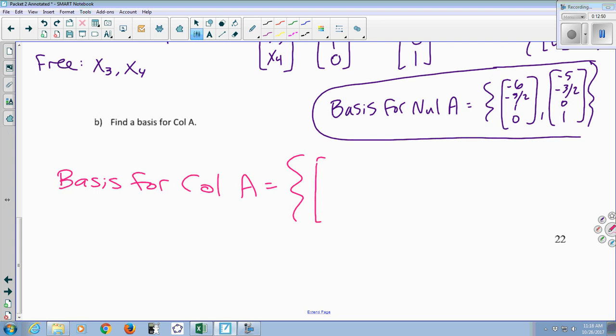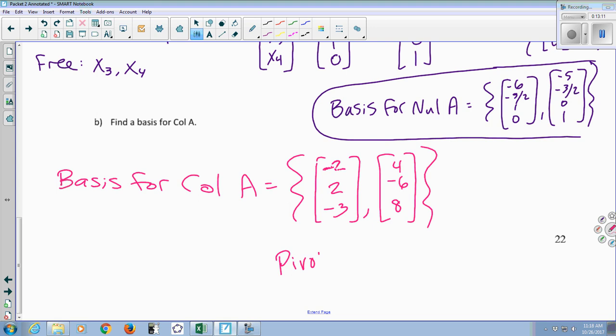Just the pivot columns of the original matrix: -2, 2, -3, and 4, -6, 8. Just make a note. Those are pivots of original A. So you have to do the row reducing to identify the pivots, but then you have to remember that you take those columns from the original matrix A.